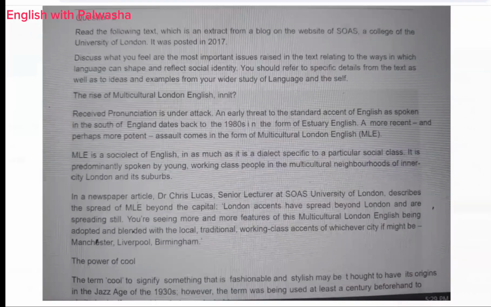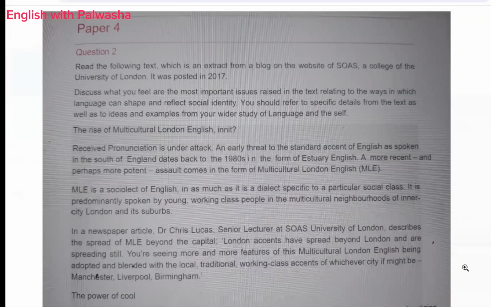So how I'm going to go in this, that I have to go in chronological order. Are you getting what I'm saying? I have to go in chronological order by explaining the first text in detail, by explaining and discussing. Basically, they have asked us to discuss, right, the important issues. The issue is that the received pronunciation is under attack.